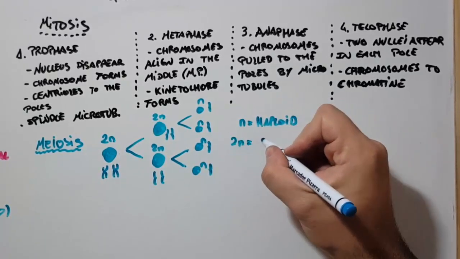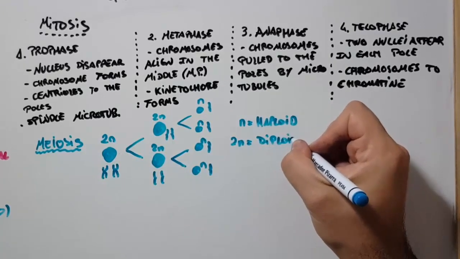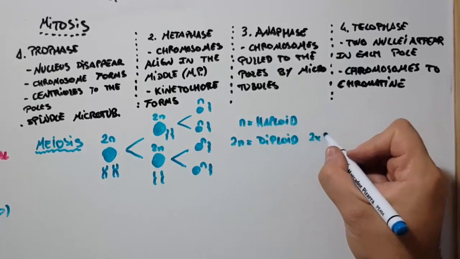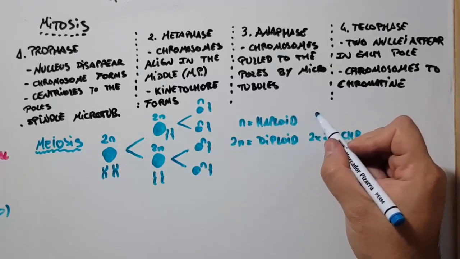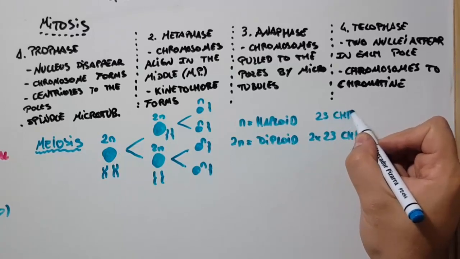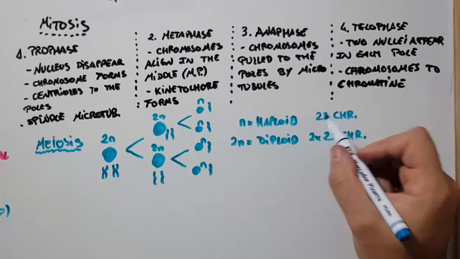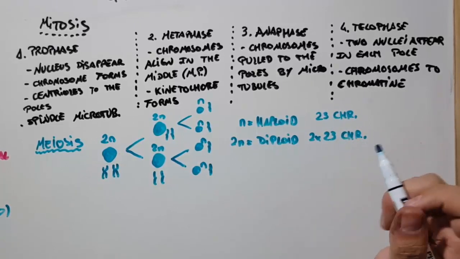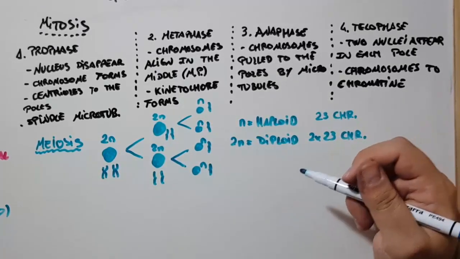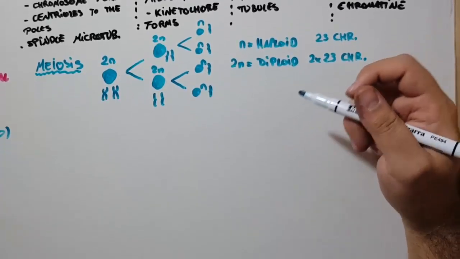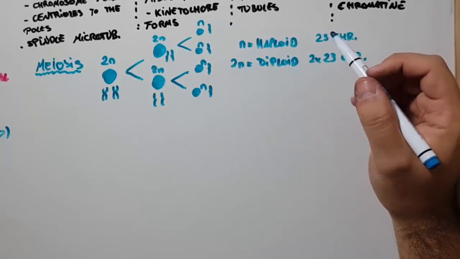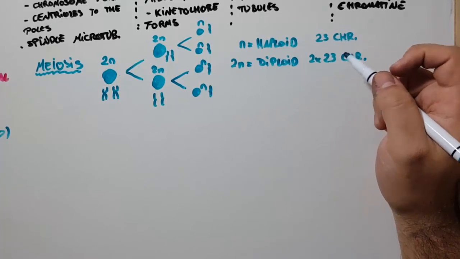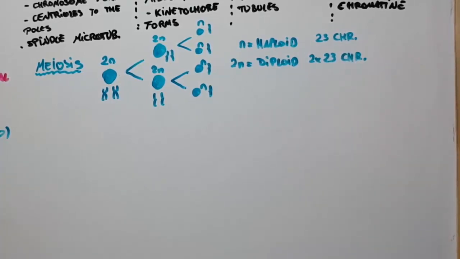So 2n is diploid. In our case, it is 2 times 23 chromosomes, and n is haploid, that is going to have only 23 chromosomes. So 23 plus 23, when we meet, is going to have 46, that is 2 pairs of 23, a pair of 23 chromosomes for every cell. So you have a total of 46. Therefore you have a full human being using the gametes from 2 adult human beings. That's how you have babies.